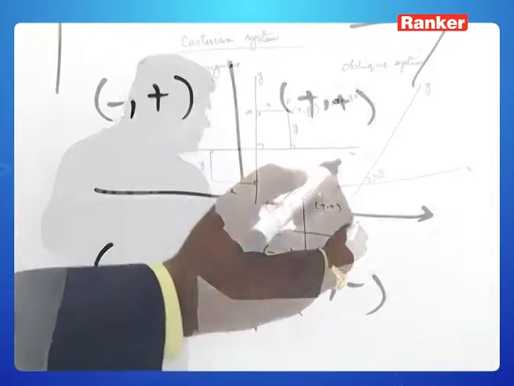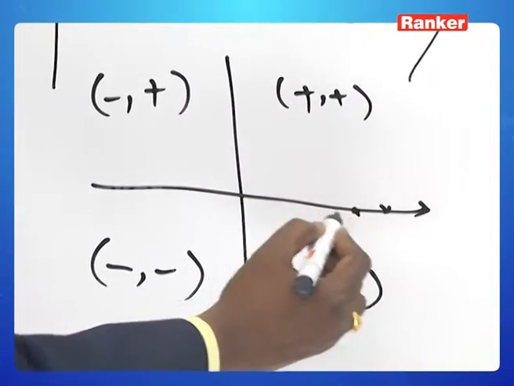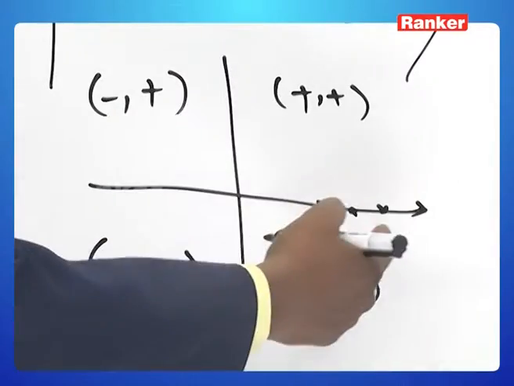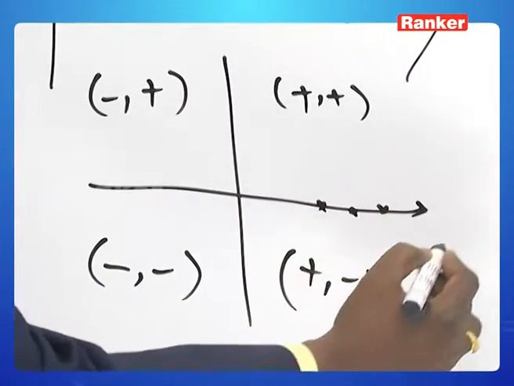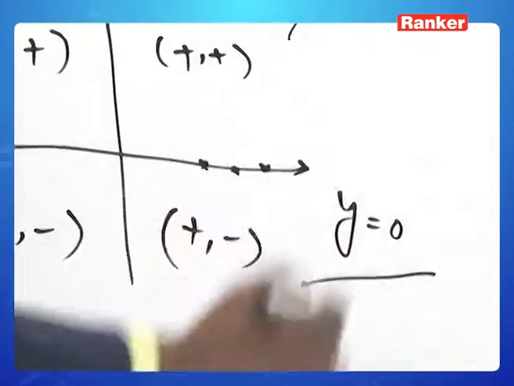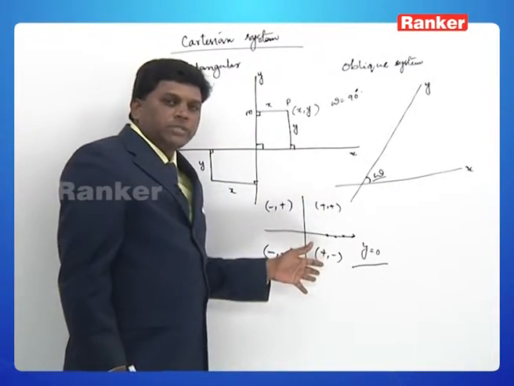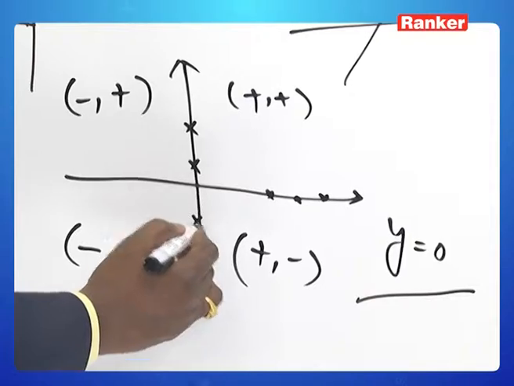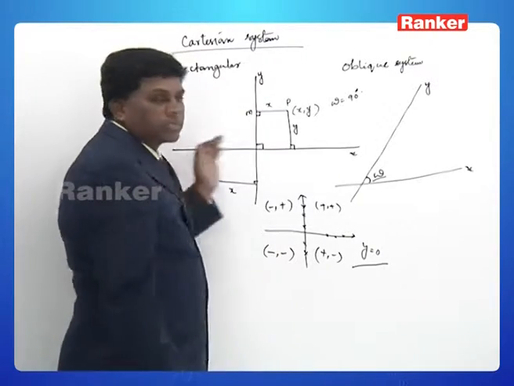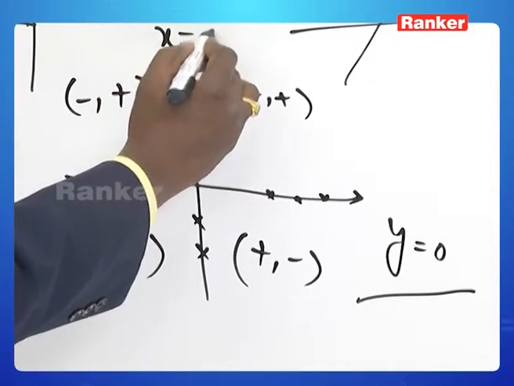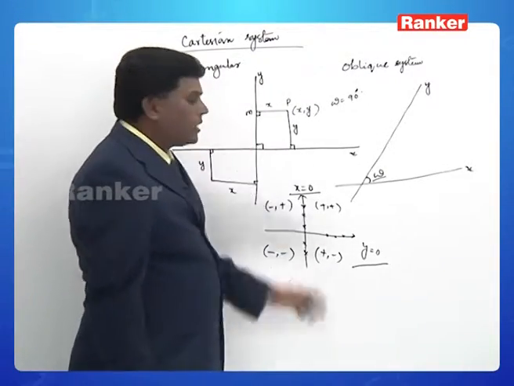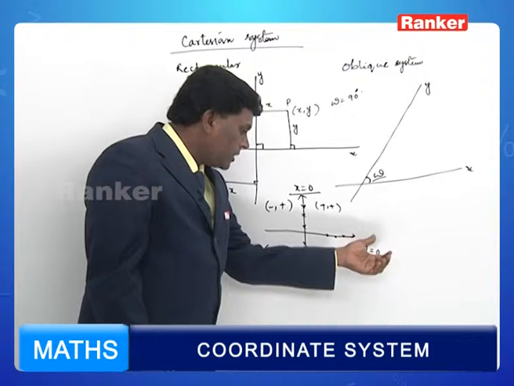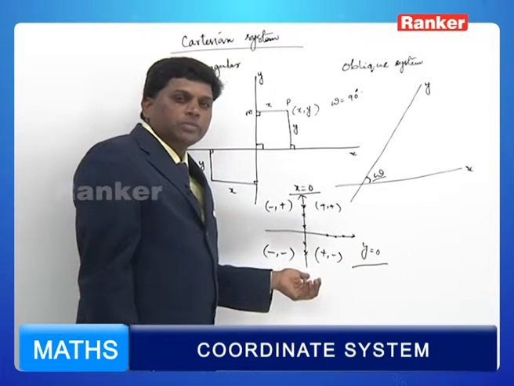Not only this, if a point is lying somewhere on the x axis, its y coordinate is treated as 0. Anywhere on the x axis, the y coordinate is 0. That is why we consider y equal to 0 as the equation of the x axis. In a similar way, if we choose a point anywhere on the y axis, its abscissa is 0. All these points have x coordinate 0. That's why we consider x equal to 0 as the equation of the y axis. Therefore, the equations of the x and y axes are respectively y equals 0 and x equals 0.